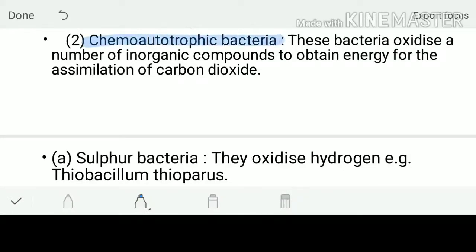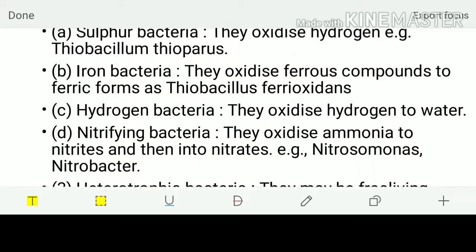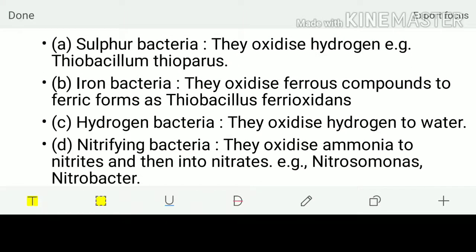Chemoautotrophic bacteria oxidize inorganic compounds to obtain energy for the assimilation of carbon dioxide. There are different types of chemoautotrophic bacteria: the sulfur bacteria, iron bacteria, hydrogen bacteria, and nitrifying bacteria. Starting with the first, the sulfur bacteria. They oxidize sulfur, and the example is Thiobacillus thioparus.